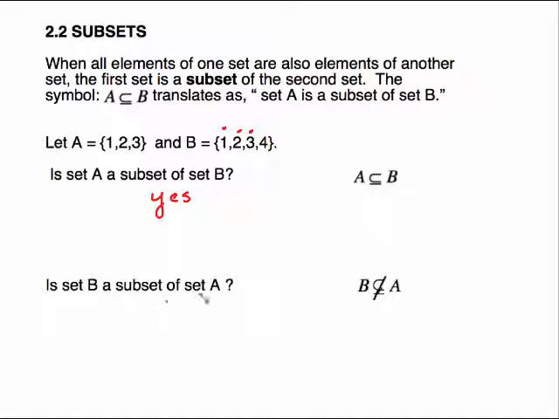Is B a subset of A? That would mean that every element of B is also an element of A. Well, we already had our 1 and our 2 and our 3, but set B has 4 and set A does not have 4. So that means B is not a subset, and the way we indicate it is using the symbol with a slash through it.